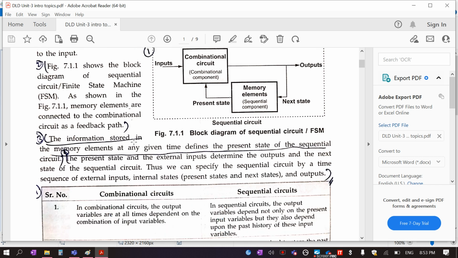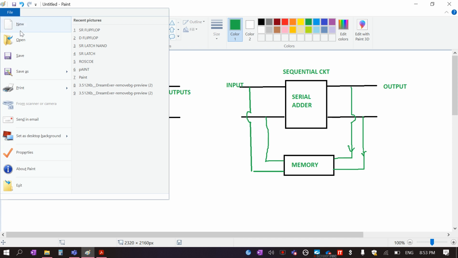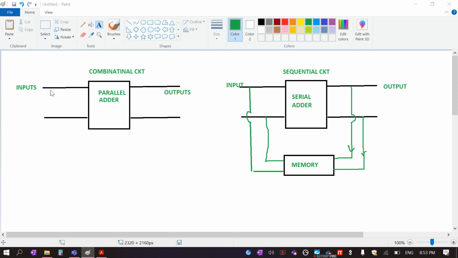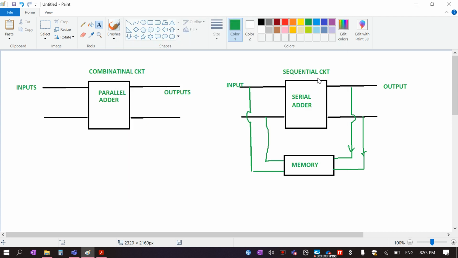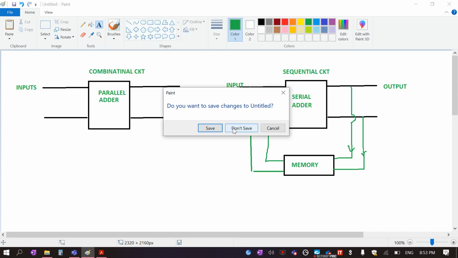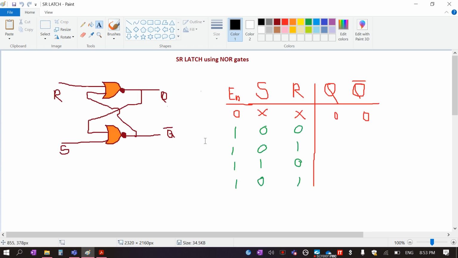Okay, so let me go to the second topic. SR latch using NOR gates.